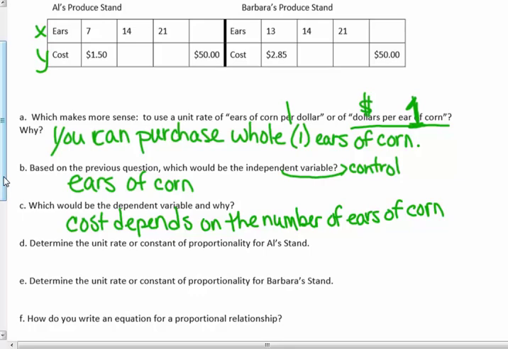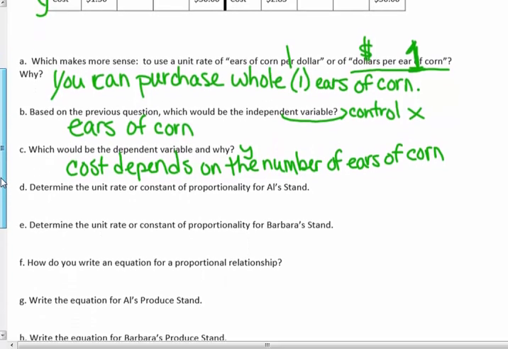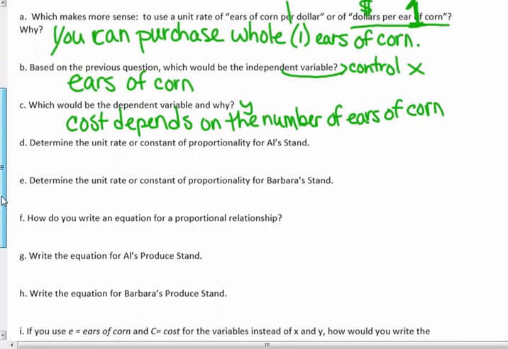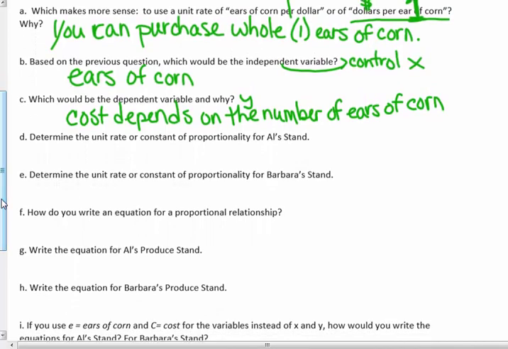So money is the dependent variable. It's the Y. Money is on the top, Y is on the top, Y over X equals K. So the dependent variable, that's the Y-axis. The independent variable, that's the X-axis. Lots of times you can control the X-axis, but not always. Cost depends on the number of ears of corn, so it's the dependent variable.